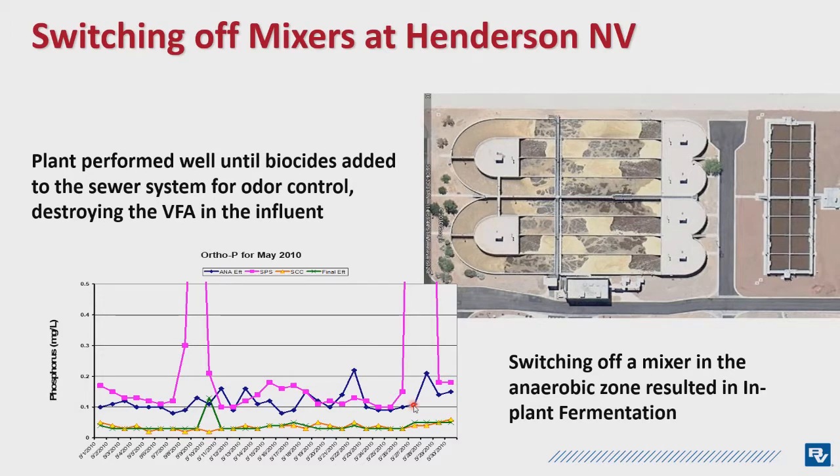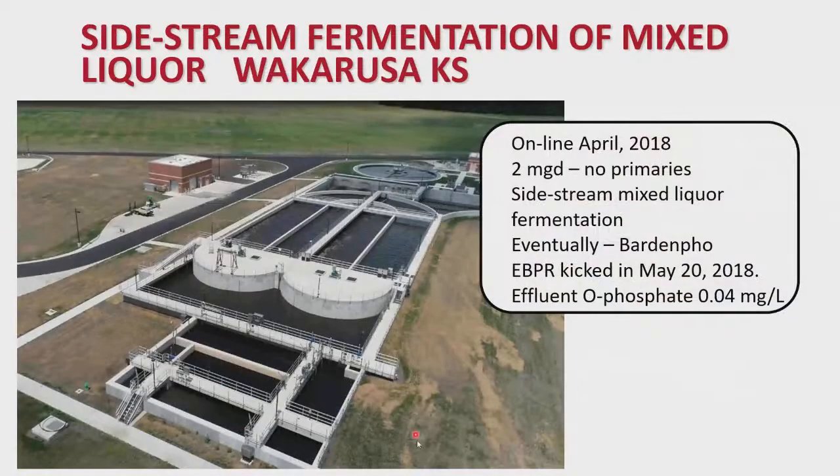Next slide, please. The next one is where we take it outside, and here what you see is this L-shaped anaerobic zone. This is a plant in Lawrence, Kansas, called Wakarusa. That's the anaerobic zone, and then next to it you see the sidestream fermenter, where 10% of this mixed liquor was pumped in to here and then fed back into the anaerobic zone.